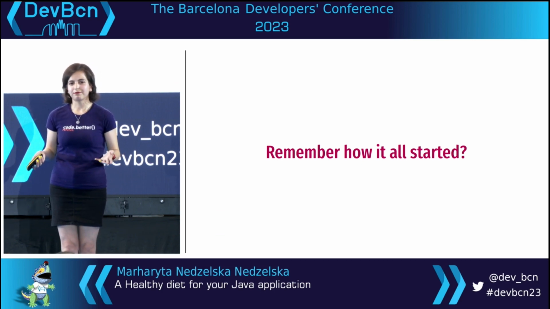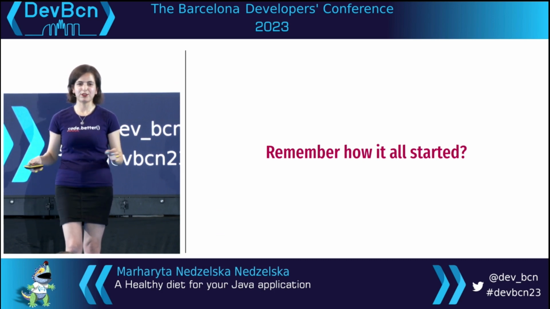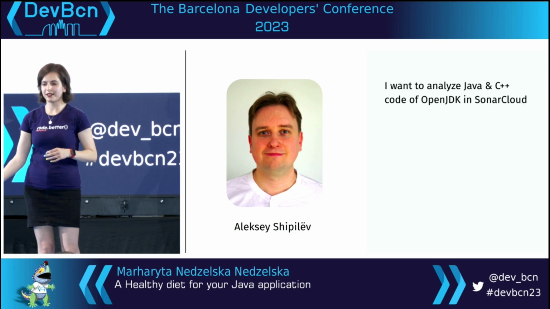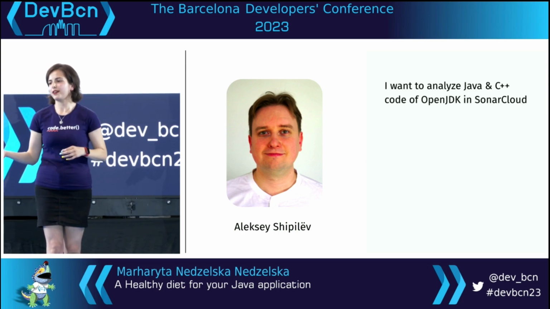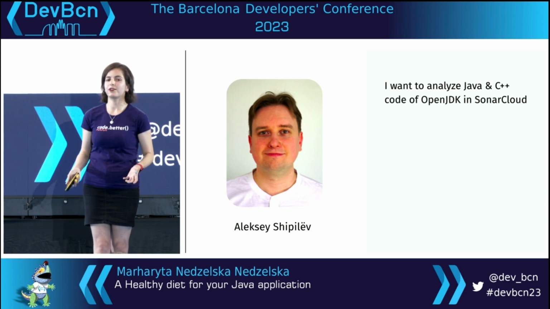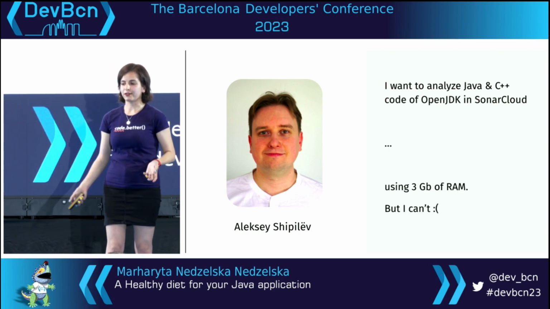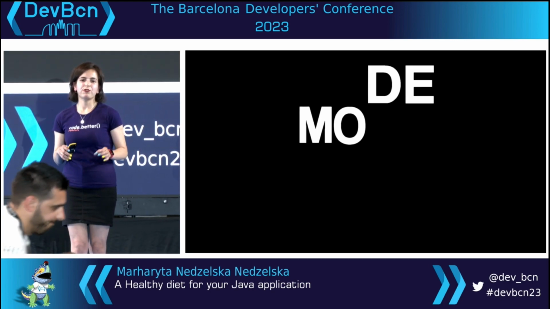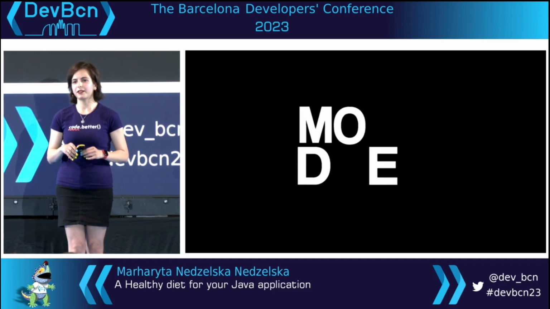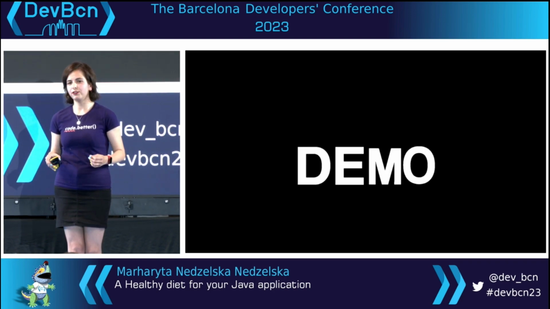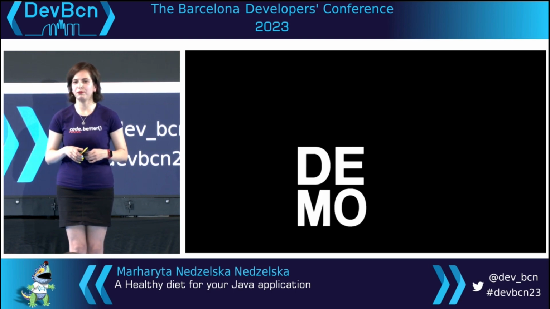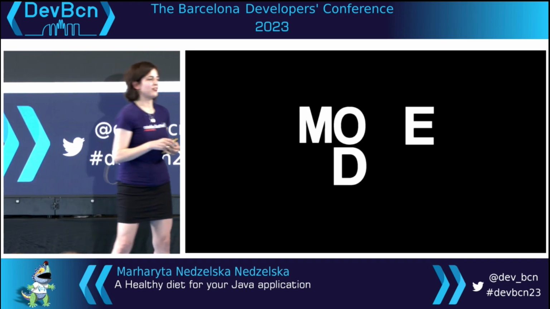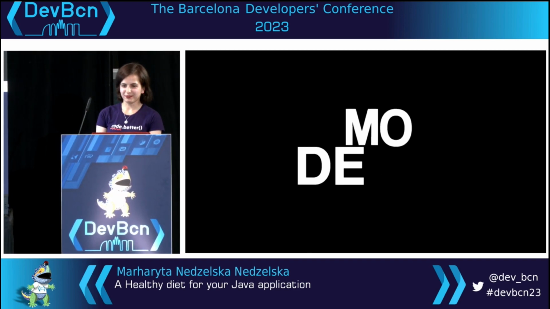Remember how it all started. You all probably forgot, because I was talking a lot about some other stuff, but it all started with Alexei Shepelov, who wanted to analyze Java and C++ code of OpenJDK in Sonar Cloud. And he failed. So I trained you a little bit on some smaller examples, but are you interested in real hardcore? Do you want to have a look at the real heap dump of our analyzers analyzing OpenJDK? So I'll show you.